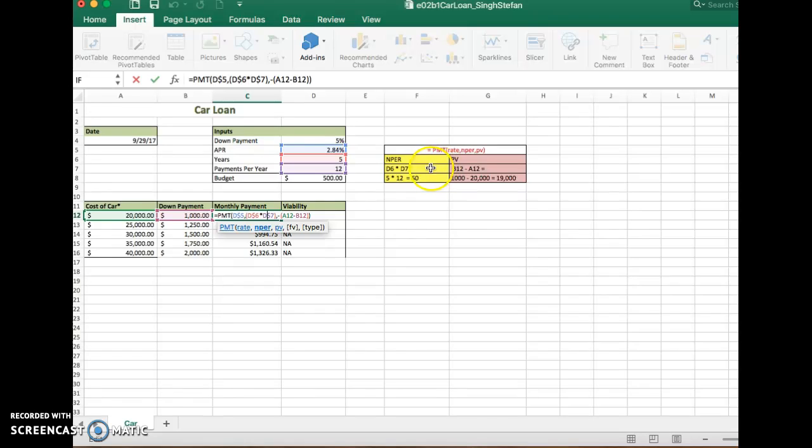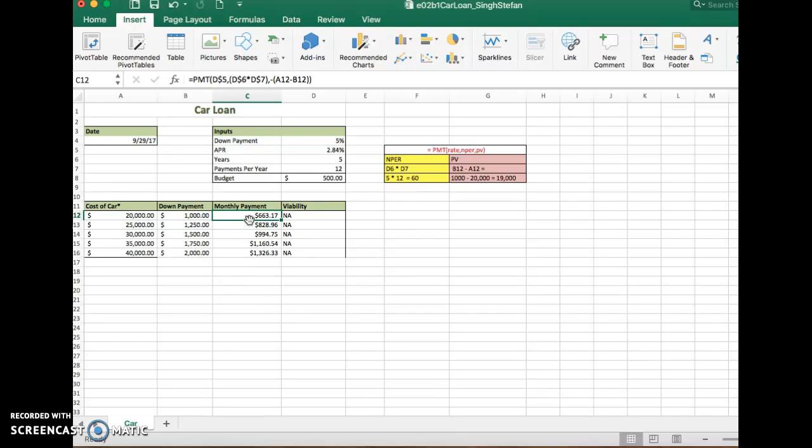And I also wanted to calculate my present value, which is the PV. The PV is calculated by subtracting the down payment from the cost of the car, or A12 minus B12 in this case. And it should come up with a negative value because PV is debt, and debt is a negative value. So in the first case, the first car, the total monthly payment is $663, and that is very expensive.